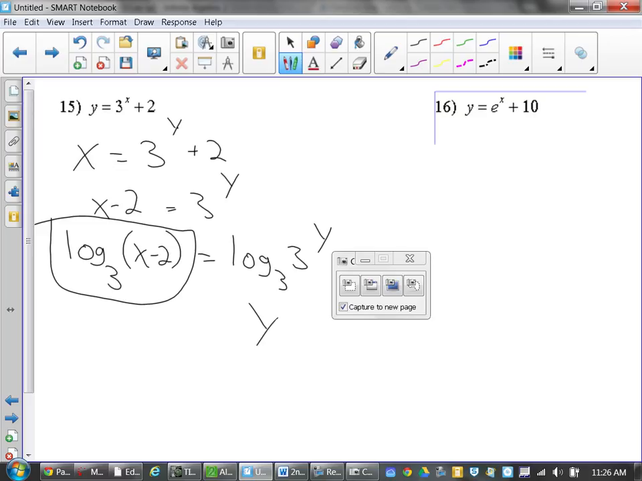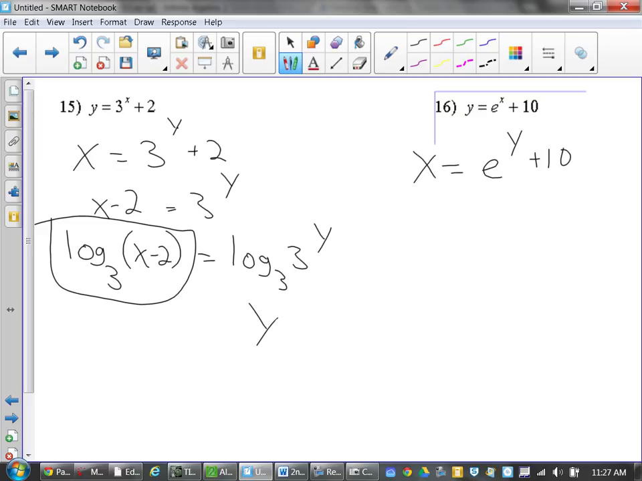I'll get there. On the other one, flip-flop them around. So x equals e to the y plus 10. Subtract 10, and then how do you undo it? Then you natural log it.